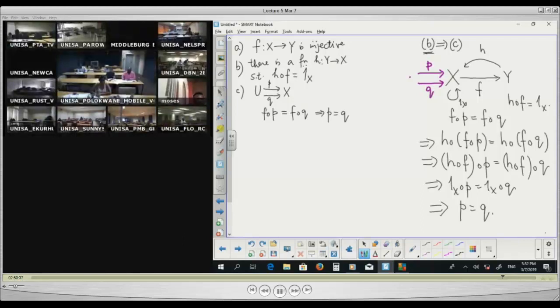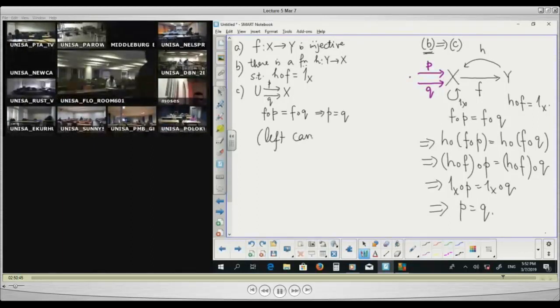Excuse me, sir, what does left cancelable mean? I just made it up. If you have this equation, f composed P is equal to f composed Q, you're as if cancelling off f from the left hand side. You have just erased it, and you came to the conclusion P is equal to Q. So it is something like that. You can cancel it from the left.